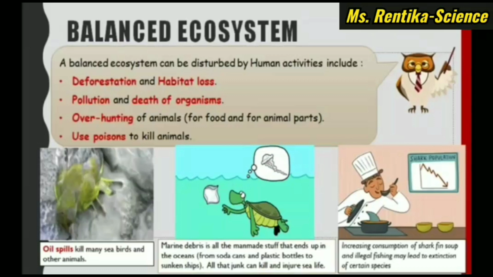A balanced ecosystem also can be disturbed by human activities such as deforestation. Humans cut down trees and make living things lose their habitat. Pollution can cause the death of organisms. Overhunting of animals for food, for example, consumption of shark fin soup. It's illegal already. Or overhunting of animals for animal parts, such as snake skin to make bags.